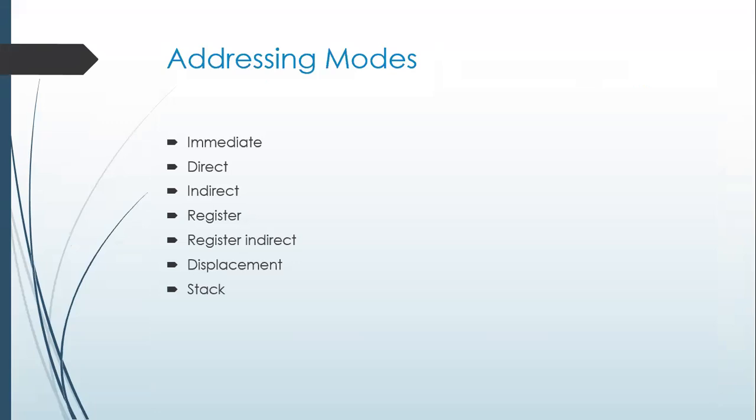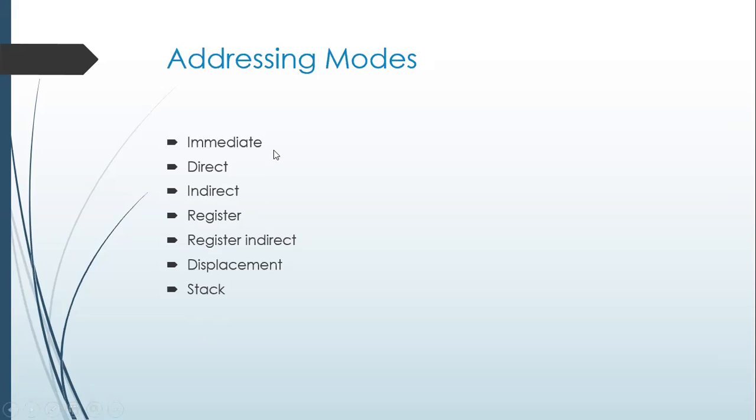Addressing modes means how to access your operand from your memory, how to fetch that required operand. For that we have different ways, and these are 7 different ways. In these ways we can get the required operand from your memory into your processor. This is called addressing modes.